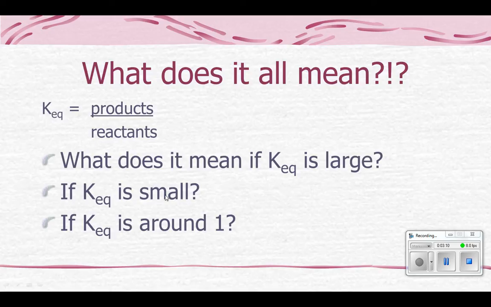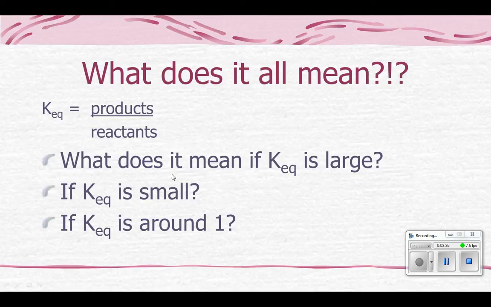If KEQ is small, then this number is small, which means this is a fraction with a small number on top, a big number on the bottom, a lot of reactants left, not much product, so the equilibrium would be reached quickly while there was still a lot of reactant left to react and not much product produced. And if it's around 1, then these would be about the same, so the equilibrium will be reached when the amount of product and reactant are relatively close to each other.